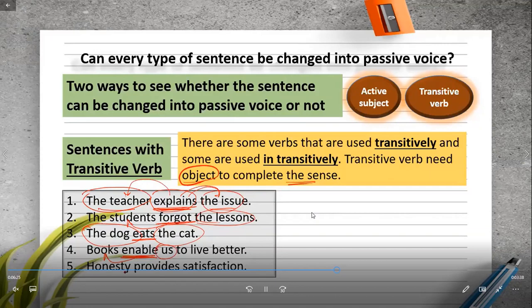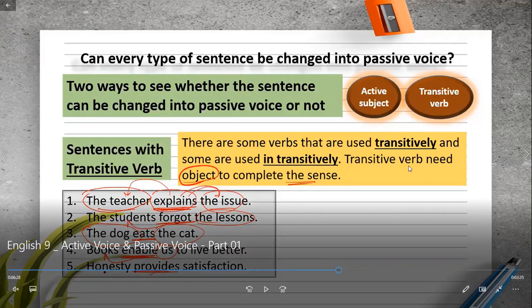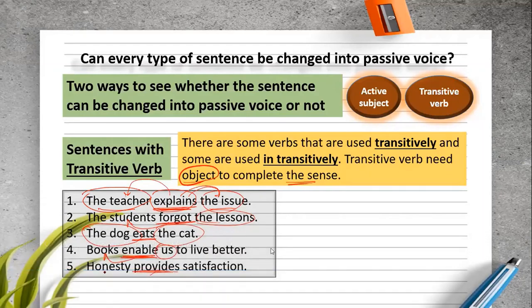And books enable us to live better. Honesty provides satisfaction. Books enable us to live better. What is being enabled by books? They enable us to live better. So books are the subject, enable is the verb, and us is the object.